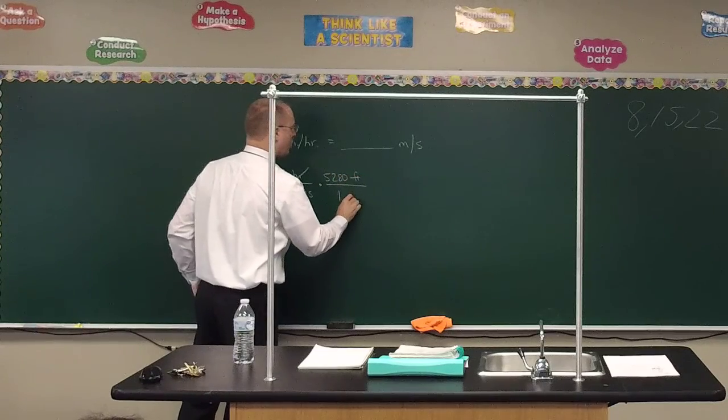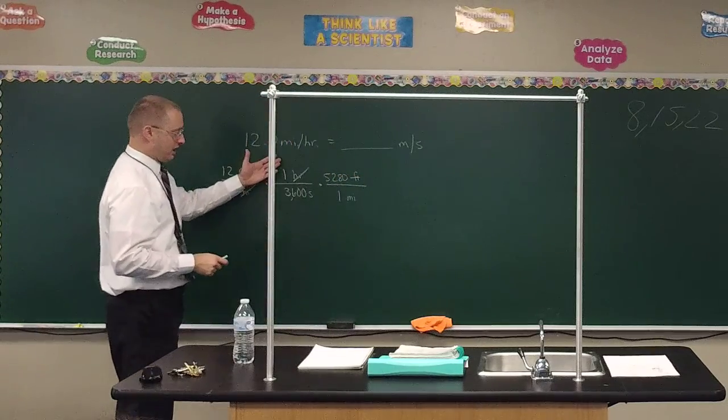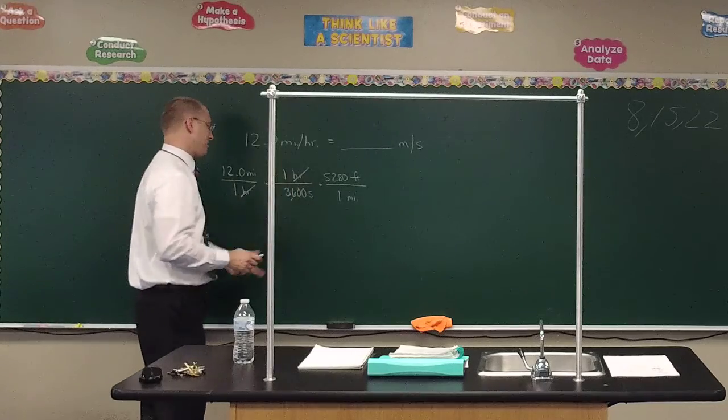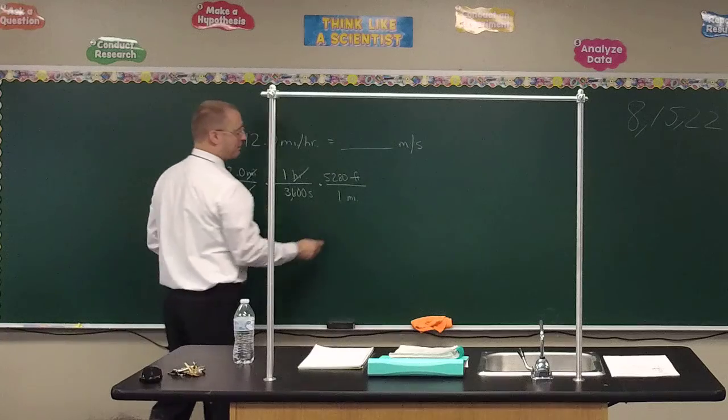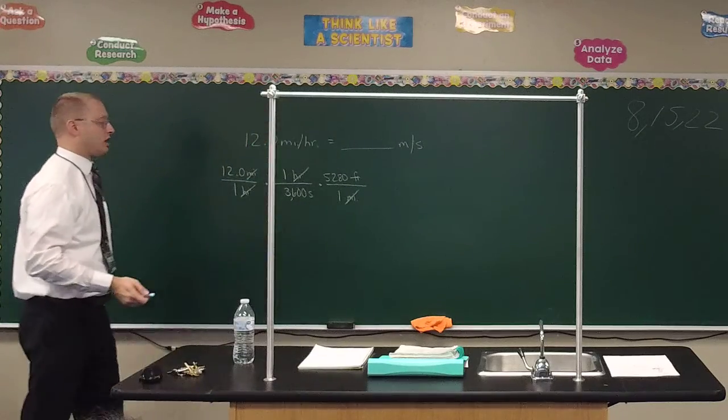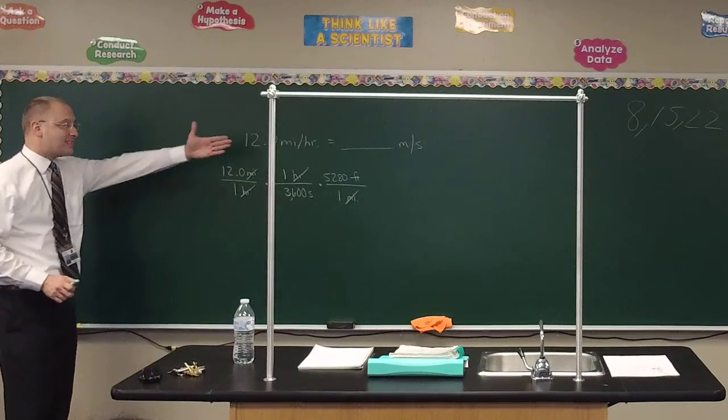Now, how did you know, like Audrey put her hour on top and her seconds in the bottom. You put your feet on top and your mile on the bottom. How do we know? Miles has to cancel. Right, since this miles is in the top, the other miles has to be in the bottom, so they can cancel with each other. And now I've got feet over seconds.